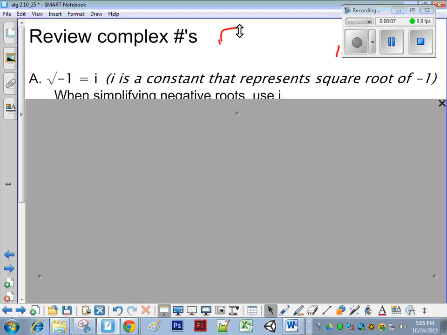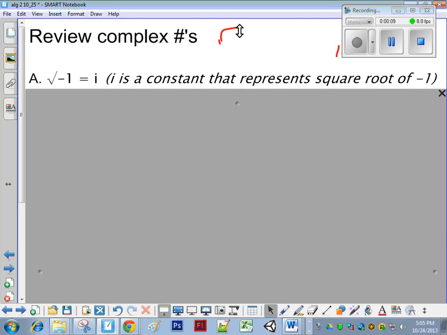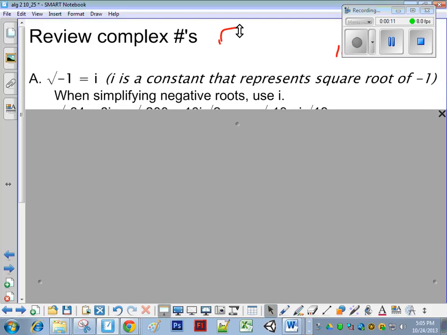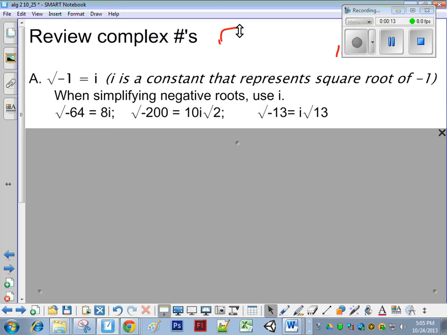The first thing on the review is what the heck is an imaginary number? It's a constant that represents the square root of -1. When simplifying negative roots, use that i. So the square root of -64 becomes 8i.